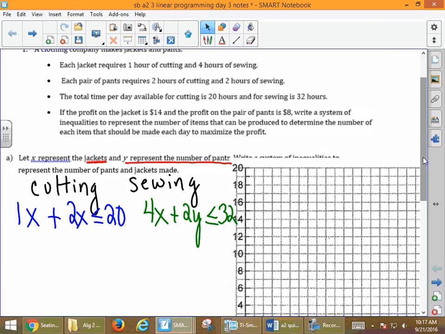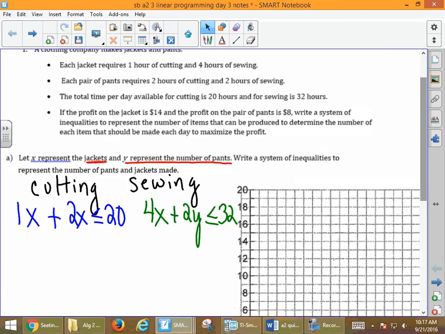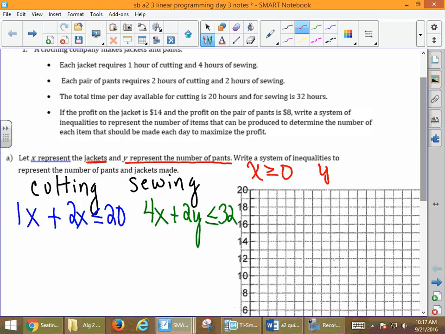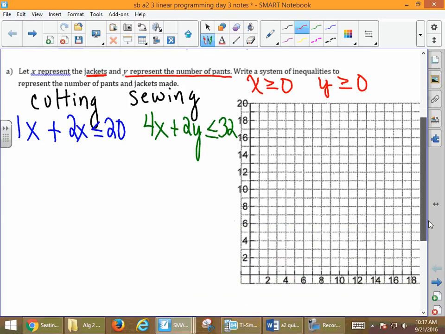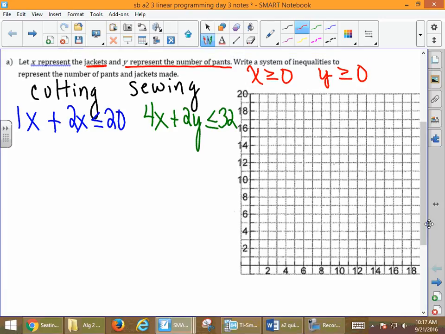Now lastly here, we need to assume that we are going to make some jackets. And we need to assume that we're going to make some pants. If we don't make any, we're not going to make any money, which is our ultimate goal. How many items need to be made each day to produce the maximum profit? So once we come up with our inequalities, we need to put these into slope-intercept form.